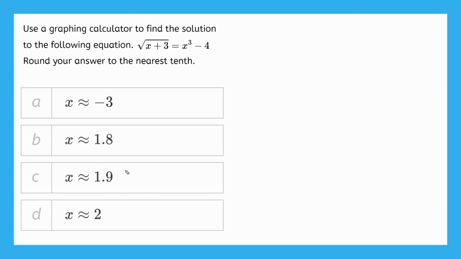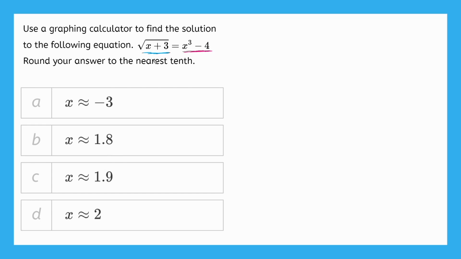So let's go ahead and solve a more difficult equation using this technique. We're given the following problem. Use a graphing calculator to find the solution of the following equation: root x plus 3 is equal to x cubed minus 4. So we can say here that this is our f of x, and this is our g of x. It tells us to use a graphing calculator to graph this, and we're asked to round our answer to the nearest tenth.